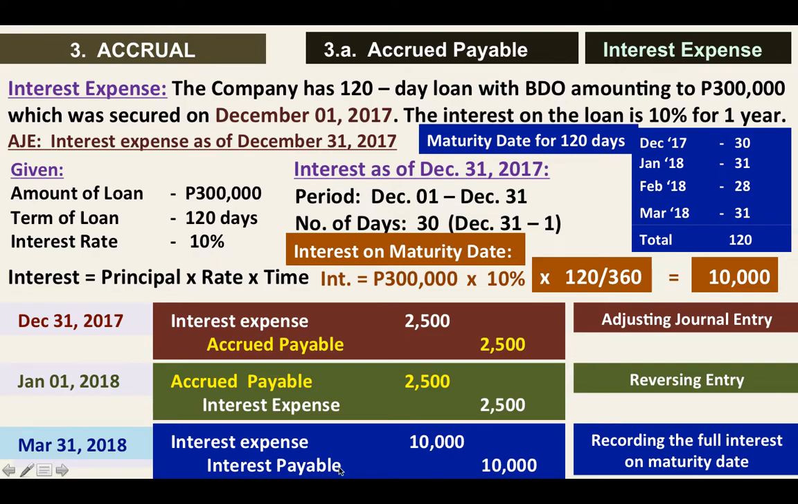So at that, hindi na natin ginagamit yung accrued na yan. This is only for adjusting journal entry. So if we are going to analyze the accounts, there is a cancellation there of accrued payable. The interest for 30 days is charged under 2017 period. And for 2018, you have 10,000 minus 2,500, that is 7,500, and that will represent interest for 90 days because 30 days is for 2017 and 2018 is for 90. 120 minus 30. Okay, class?